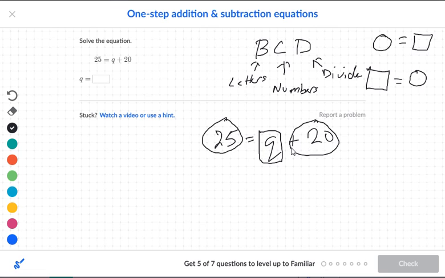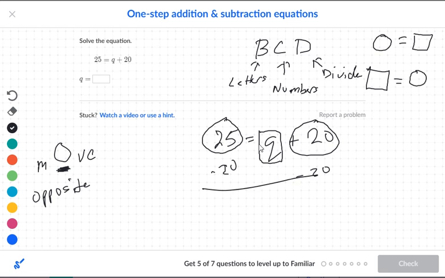Notice also when I circle, I want to capture my signs here. So I know that I have to move this circle over here because I want one box by itself and the circle on the other side. Now when you move something, it's going to become opposite. So when I spell the word move, M-O-V-E, I think of that letter O, and I'm thinking always of opposite. So what is the opposite of a positive 20? Well, that's going to be a negative 20.